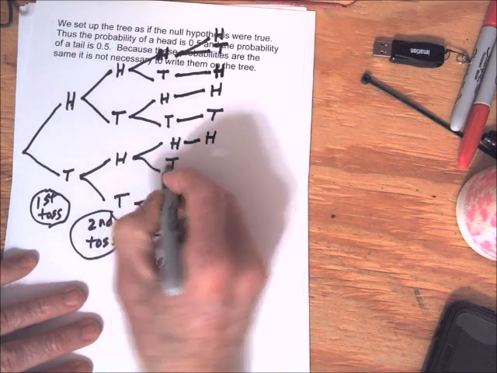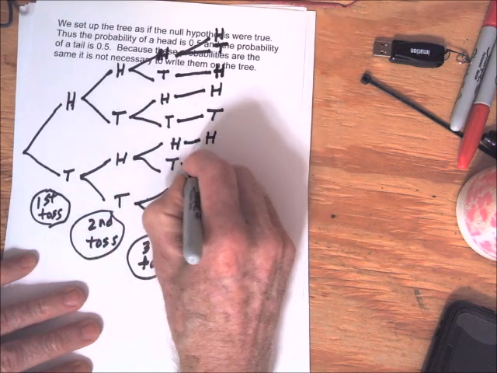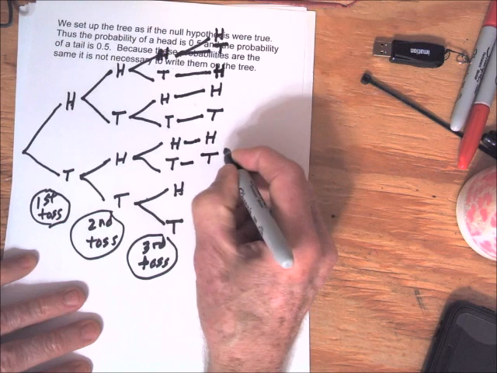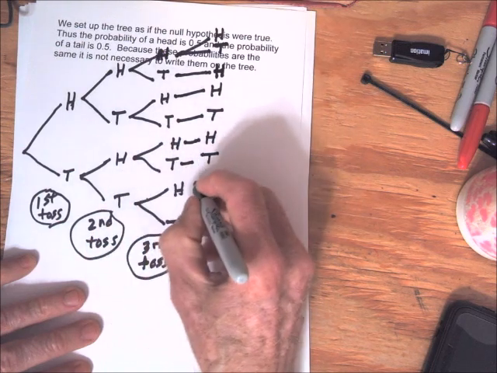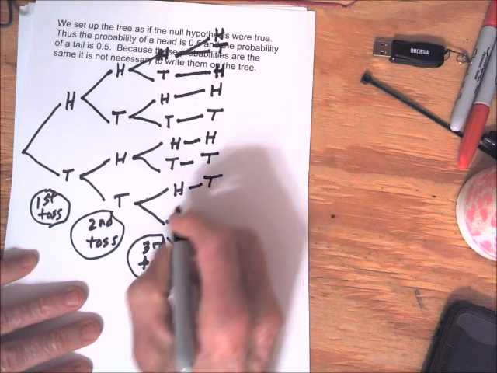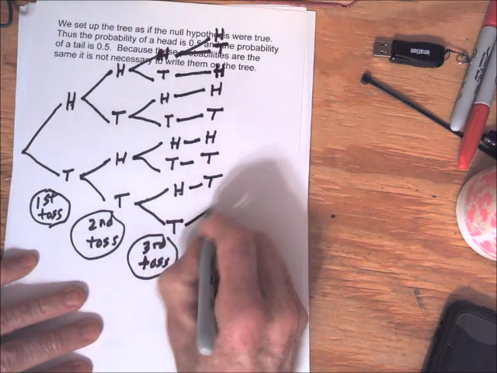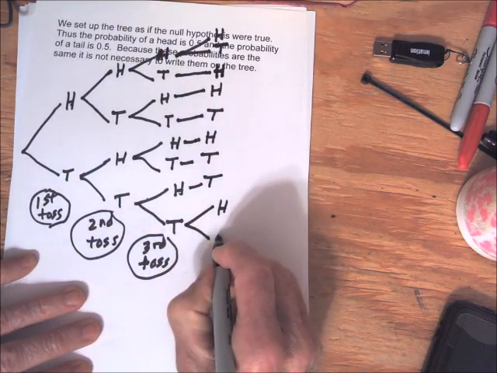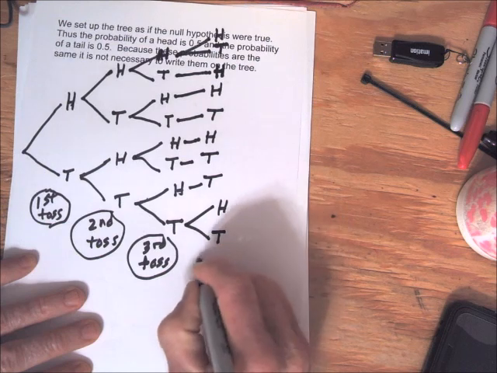Tail, head, tail. The only way we'll get 3 of the same is if this passes as a tail. Tail, tail, head. So this has to be a tail. And then tail, tail, tail. We could have either a head or a tail here to still get 3 of the same. So this is the fourth toss.